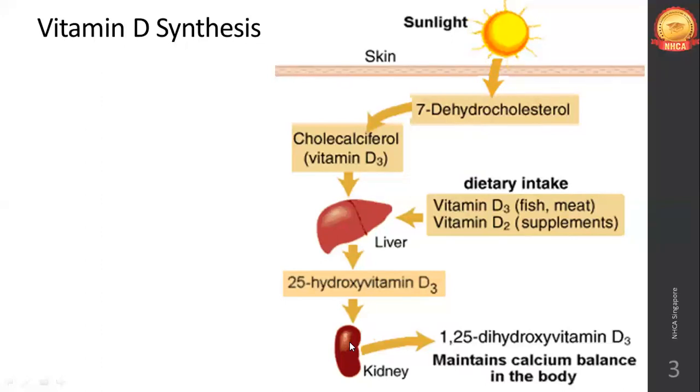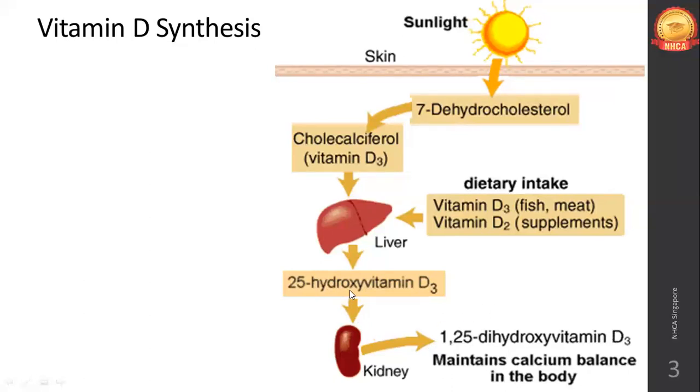So 125 dihydroxy vitamin D. Dihydroxy means two hydroxy groups are there. One is on the first carbon atom. The second one is on the 25th carbon atom. So 125 dihydroxy vitamin D3 is in a hormonal state.